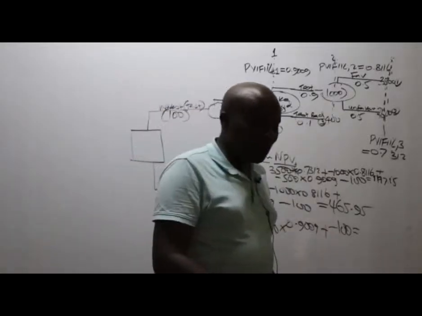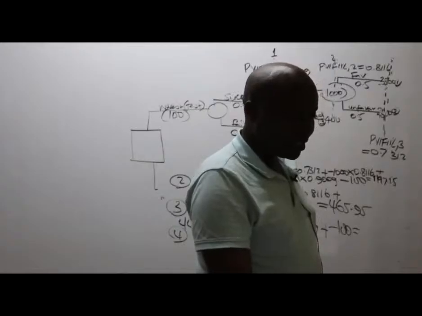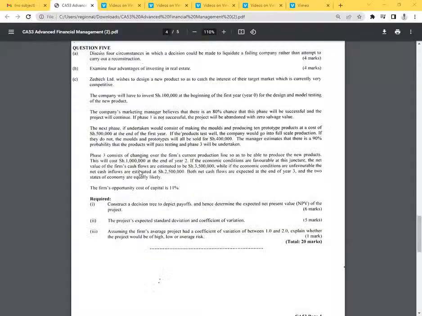What they have told us here is, if you mold... Look at this. They've told us here, the next phase, if undertaken, would consist of making the molds and producing 10 prototype products at a cost of 500,000 at the end of the first year. If the products test well, the company would go into full-scale production. If they do not, the molds and prototypes will be sold at 400.